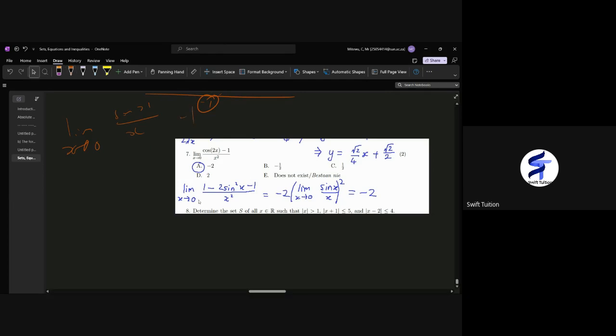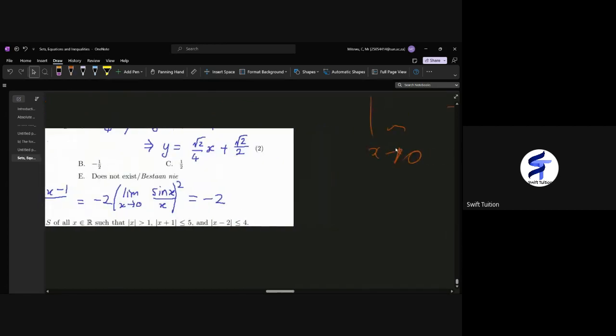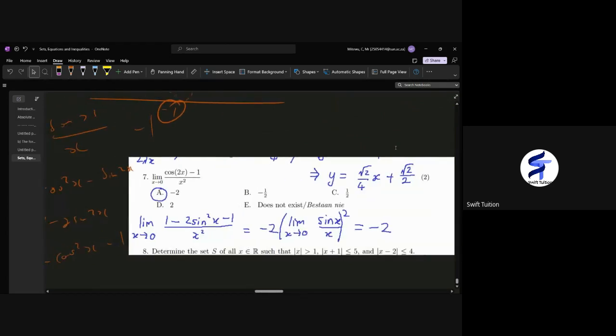So what do they do over here? This is a double angle identity. I spoke to you guys about the 3 different forms: cos squared x minus sine squared x, 1 minus 2 sine squared x, and 2 cos squared x minus 1. But I know that there's no specific rule that helps me with cos, like sine of x over x is equal to 1. But I do know that 1 exists for sine.